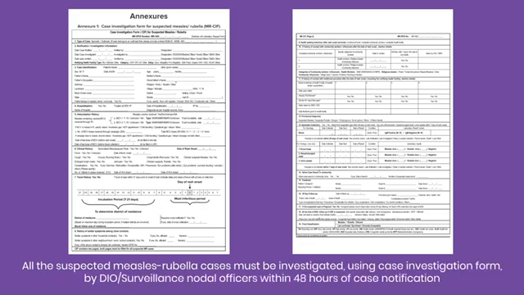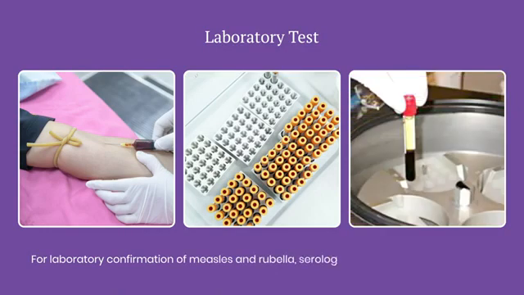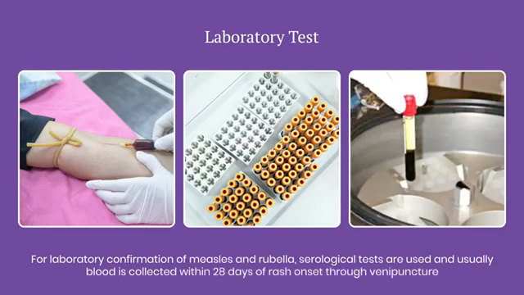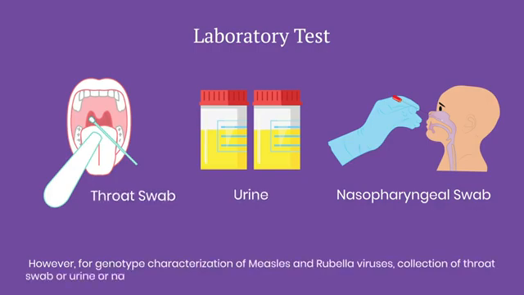of case notification. For laboratory confirmation of measles and rubella, serological tests are used and usually blood is collected within 28 days of rash onset through venipuncture. However, for genotype characterization of measles and rubella viruses, collection of throat swab or urine or nasopharyngeal swabs are recommended within 7 days of rash onset.